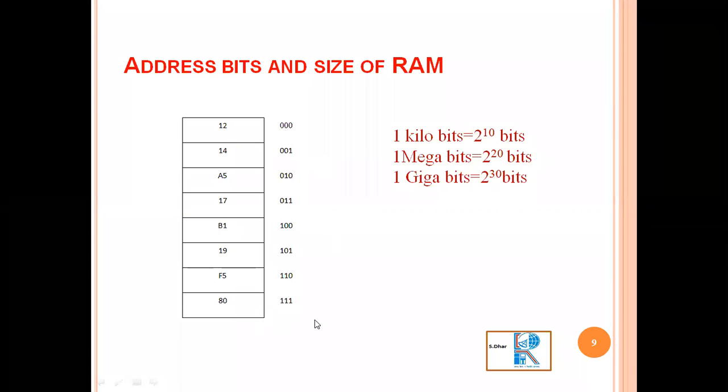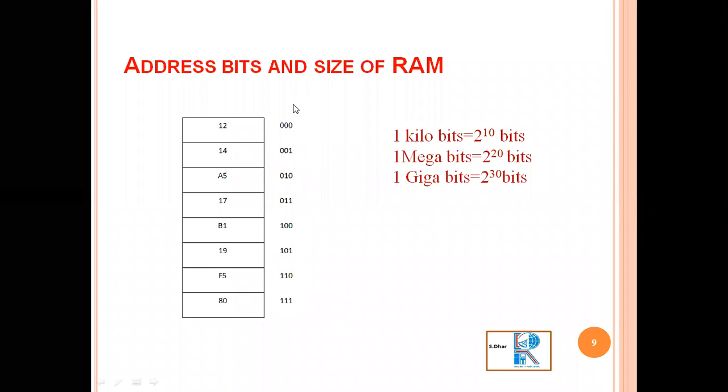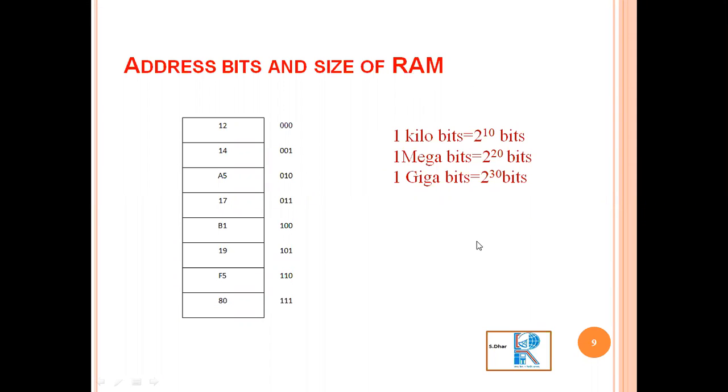So if the number of the address bits is n, the size of the RAM or the size of the physical memory will be 2 to the power n. Here the number of the address bits is 3, so the size of the RAM is 2 to the power 3, that means 8. Now see, these are the specification of the bits.